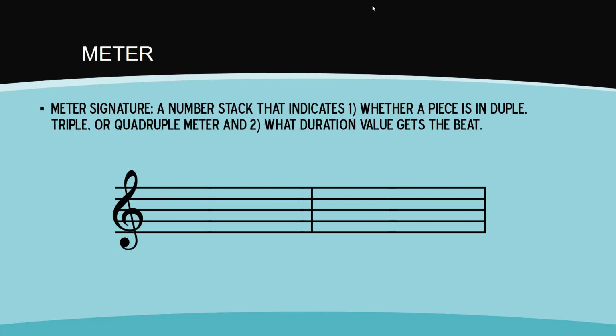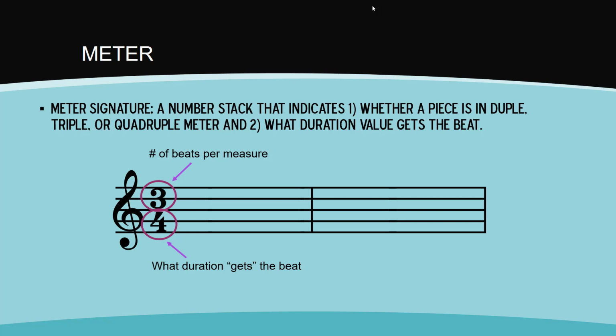Let's look at the 3/4 meter signature. The top number, 3, represents how many beats will occur in one measure. In this case, there will be 3 beats in one measure. The bottom number indicates what duration value gets the beat. The number 4 represents the quarter note.